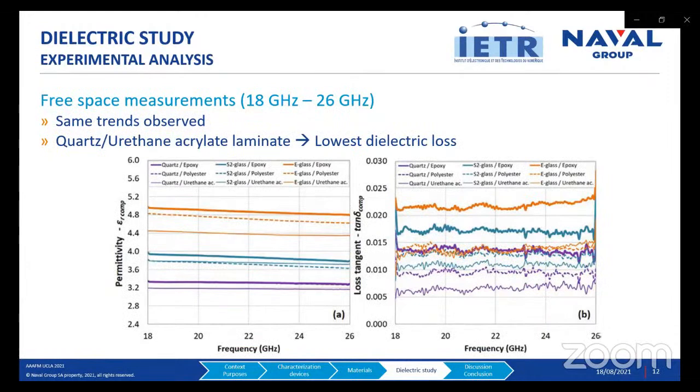To complete these results, we made free space measurements from 18 to 26 GHz. On these graphs, we observed the same trends. The quartz urethane acrylate laminate is always the material with the lowest relative permittivity and the lowest dielectric loss.